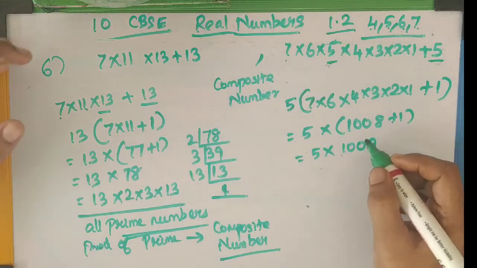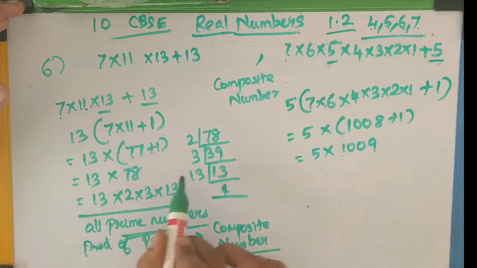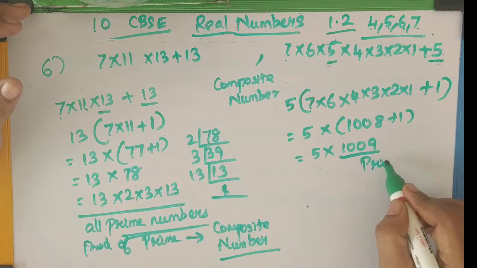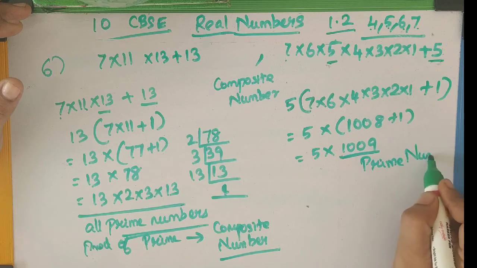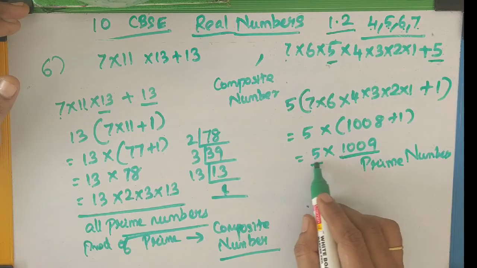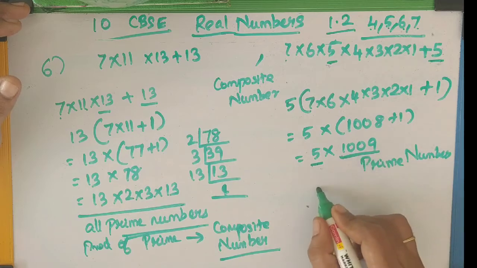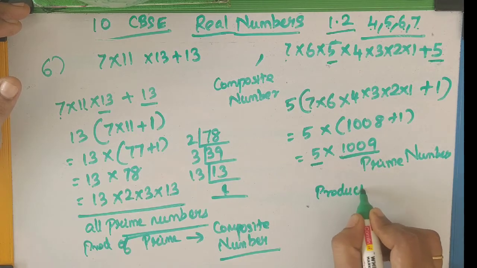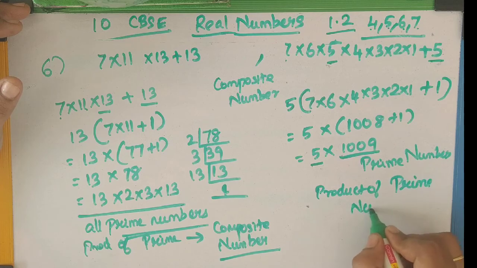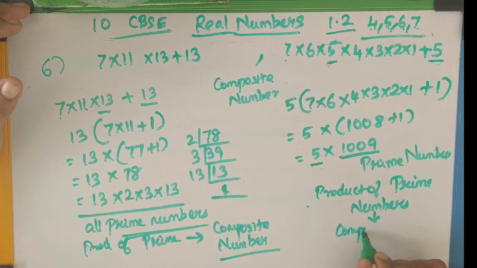In the first case, 78 is not a prime number, so I have converted it into a product of prime numbers. But here 1009 is already a prime number. So I am going to end it with this. So this number is a product of prime numbers. So it is a composite number. Okay. Are you clear? So both the numbers are products of prime numbers. So both the numbers are composite numbers. Are you clear?